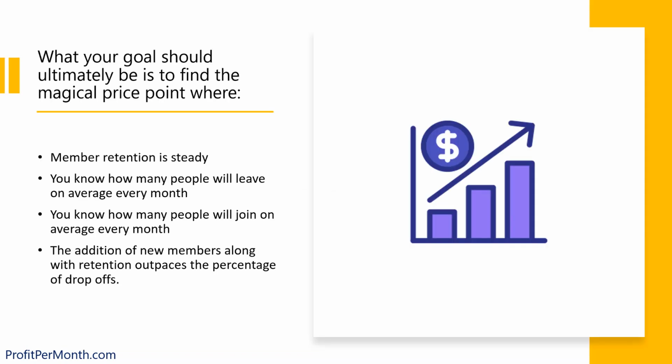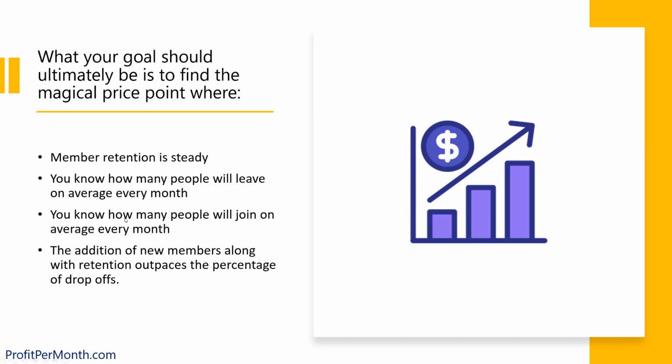What your goal should ultimately be is to find the magical price point where member retention is steady. You know exactly how many people will leave on average every month, how many people will join your subscription on average every month, and where the addition of new members along with the retained members outpaces the percentage of drop-offs, or people who leave. This is really like the key to subscription businesses. Once you figure this out, once you get all of these numbers down, you'll know that, hey, this is my baseline monthly income. And then from there, you can really just grow.